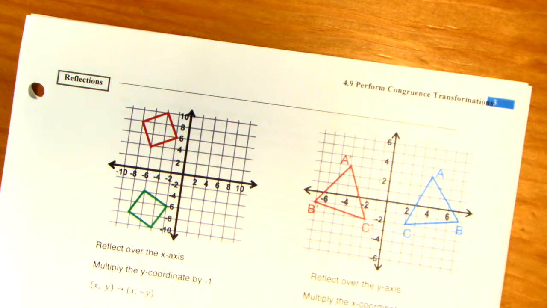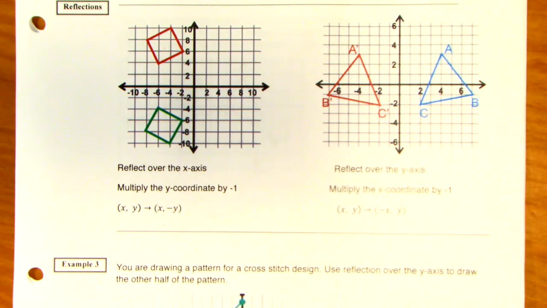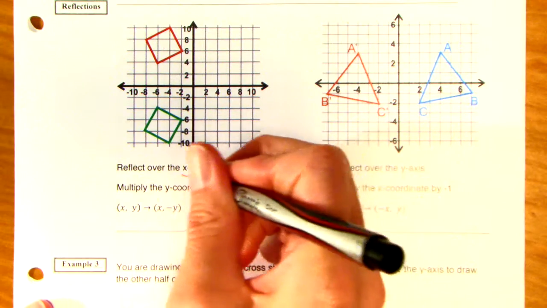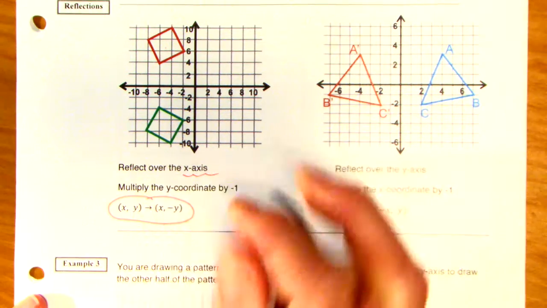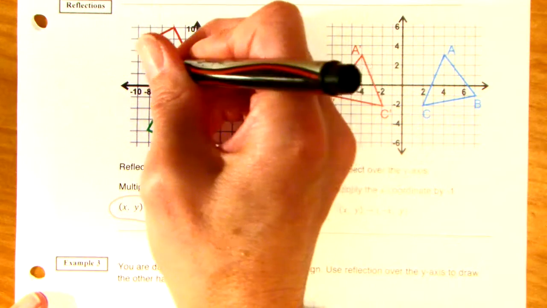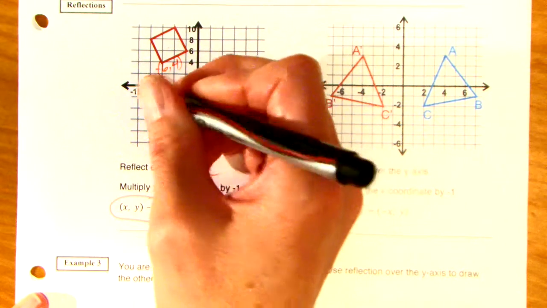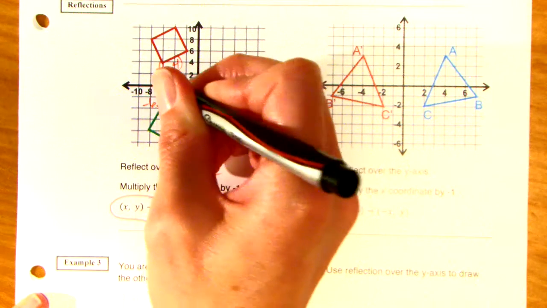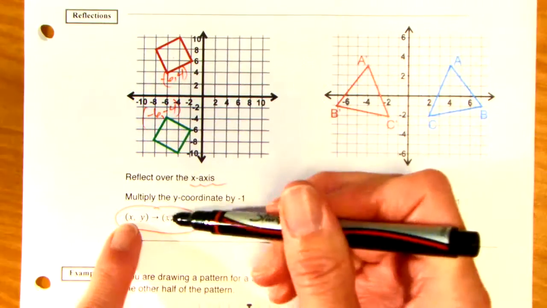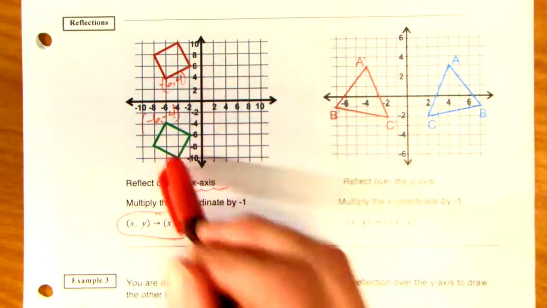Reflections. When you reflect over the x-axis, this image is going to flip over. This is something that I really want you to pay attention to. Reflecting over the x-axis, this is what's going to happen to the rule. Look at this point right here, negative 6, 4. Now look at this point, negative 6, negative 4. What's the only thing that happened here? The x's stayed the same, negative 6, negative 6. But what happened to the y? The sign of the y changed. That will happen in all the points of those two figures.